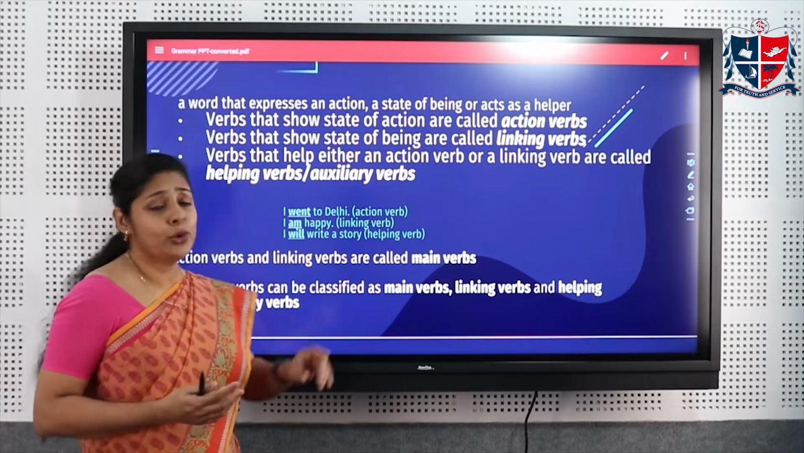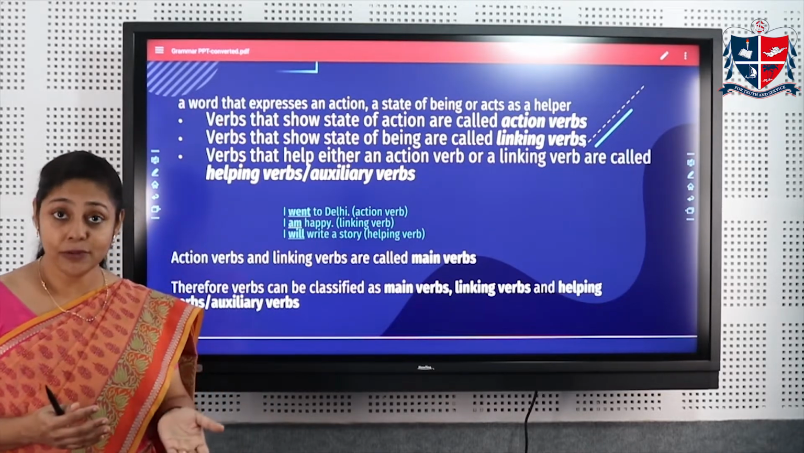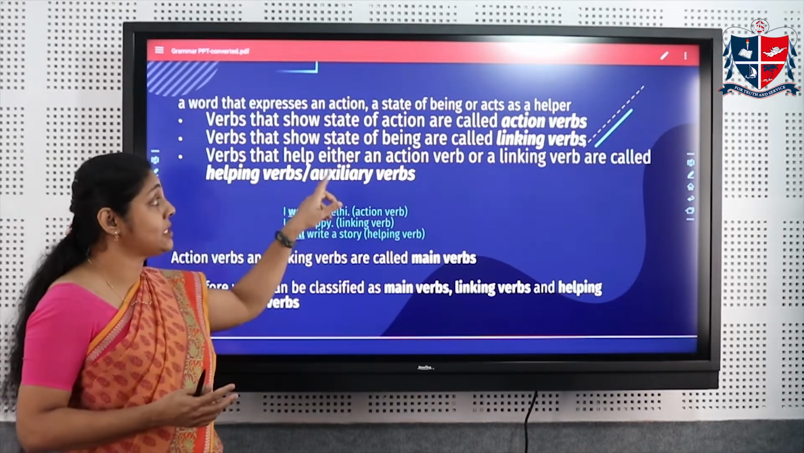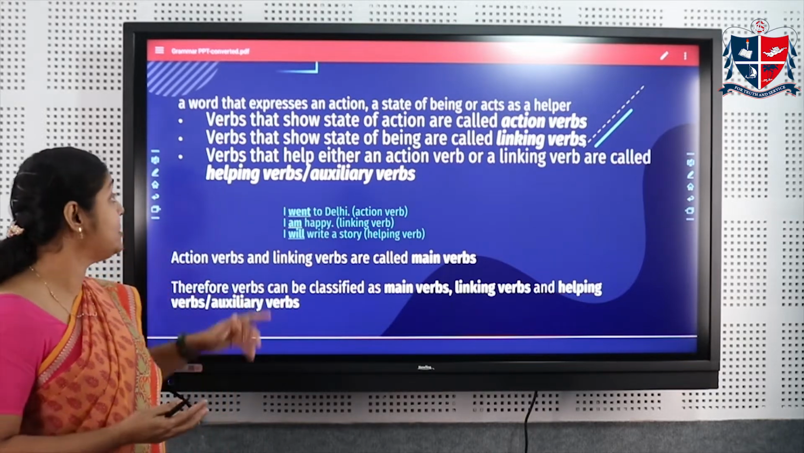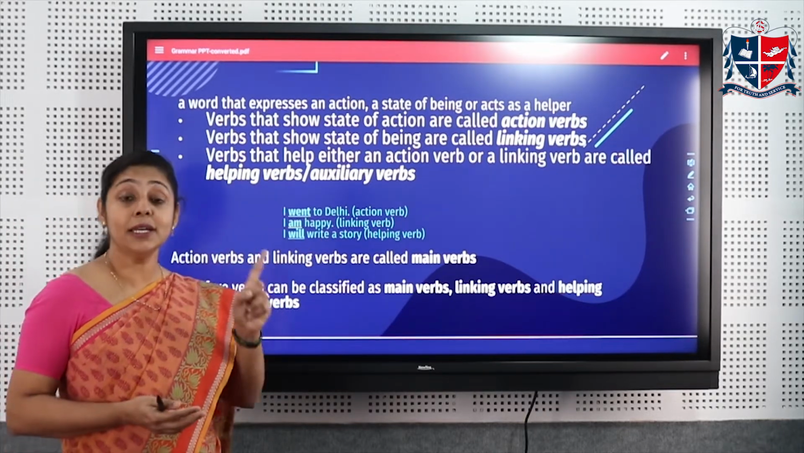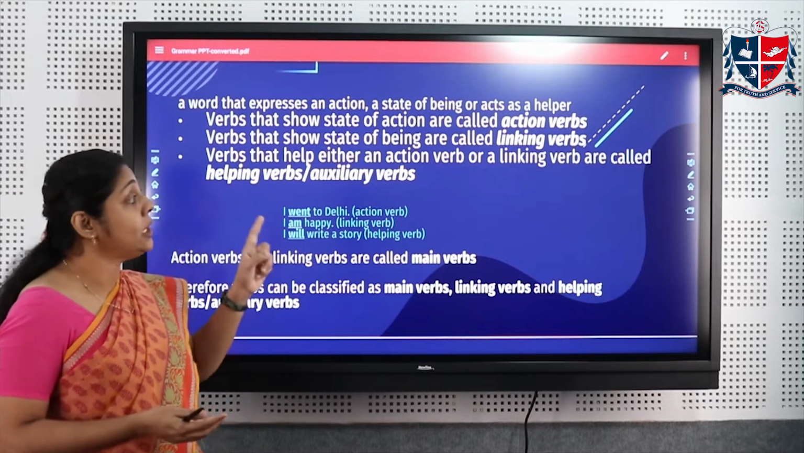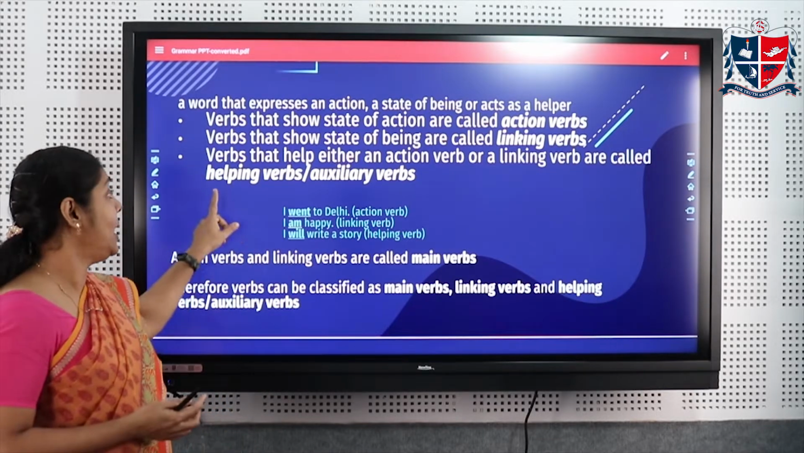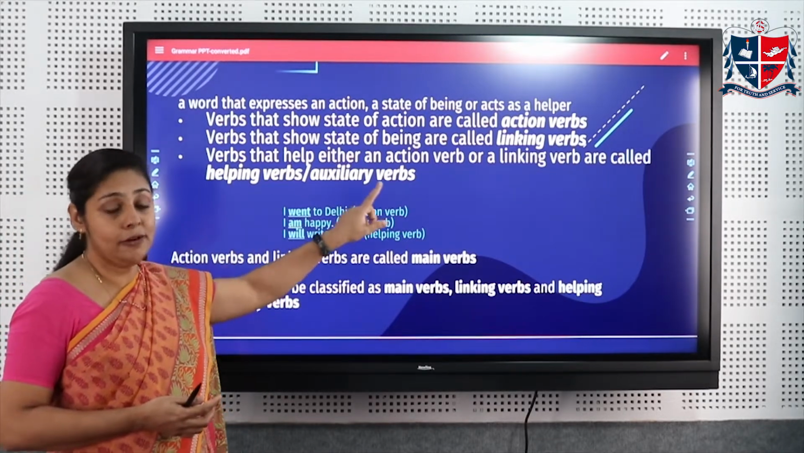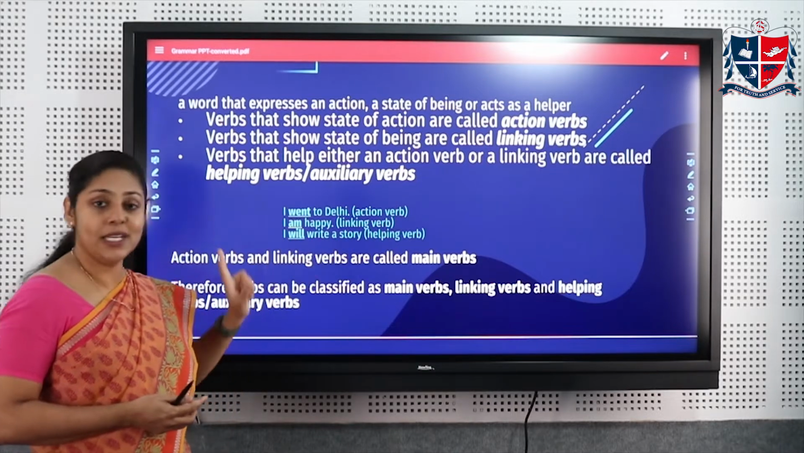So verbs that show the state of action are called action verbs. Verbs that show state of being are called linking verbs, and verbs that help either an action verb or a linking verb are called helping verbs or auxiliary verbs. So I'll explain that using an example.